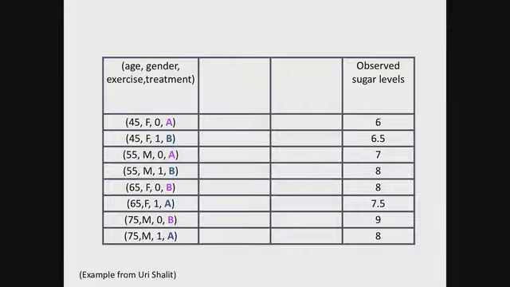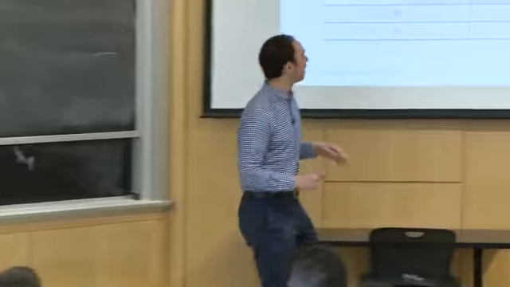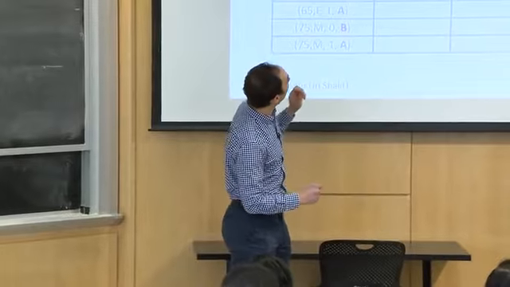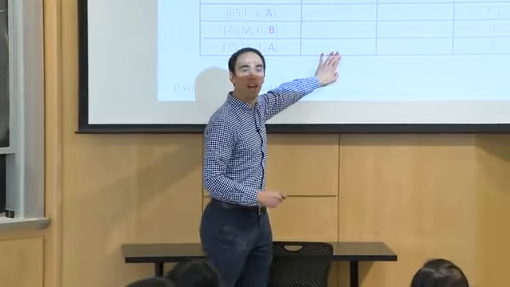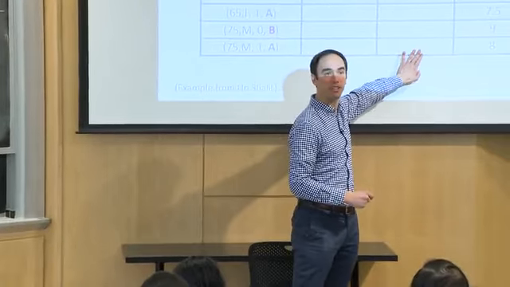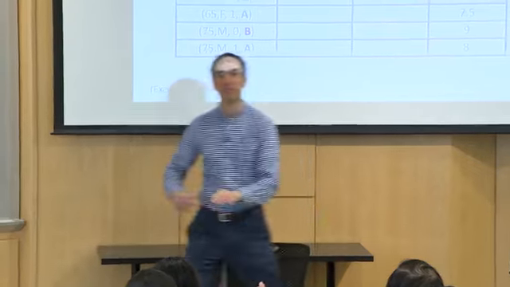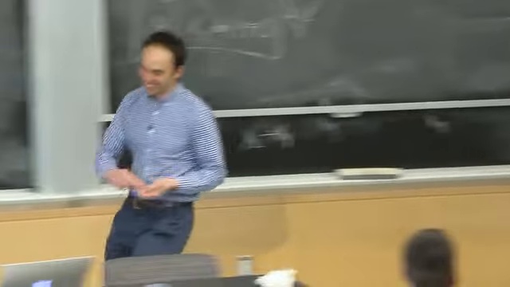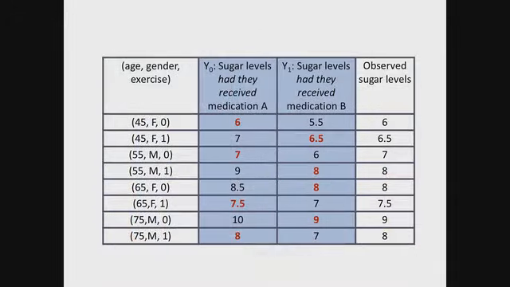So the second individual actually received treatment B. Their observed sugar level is 6.5. Let's do a little survey. That 6.5 number, should it be in this column, raise your hand, or in this column, raise your hand? All right, about half of you got that right. Indeed, it goes to the second column.